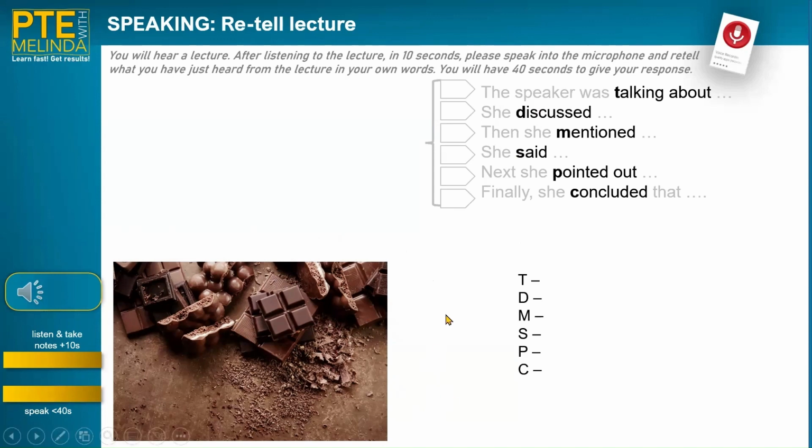What you want to do before you click to start the task is have your pen and paper ready. That means you've already written down TDM, SPC, and you know each of those stands for a word, and each word is a prompt for the beginning of a sentence. When you use that structure, that's going to simplify the task for you. Simplifying the task means you're going to increase your fluency. That's what we're aiming for.